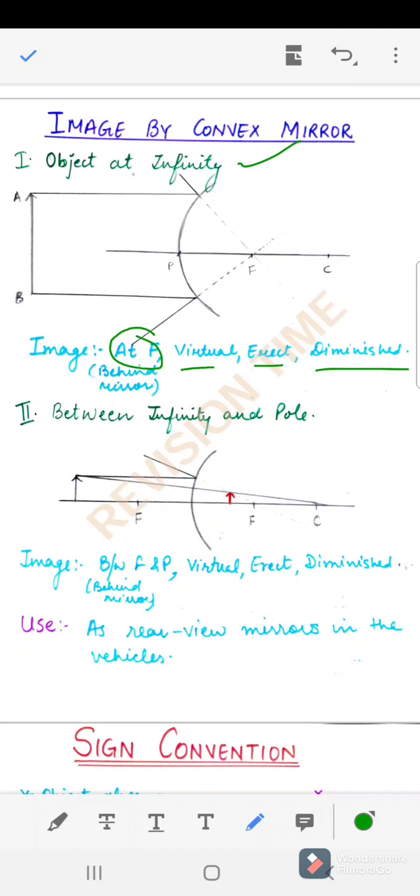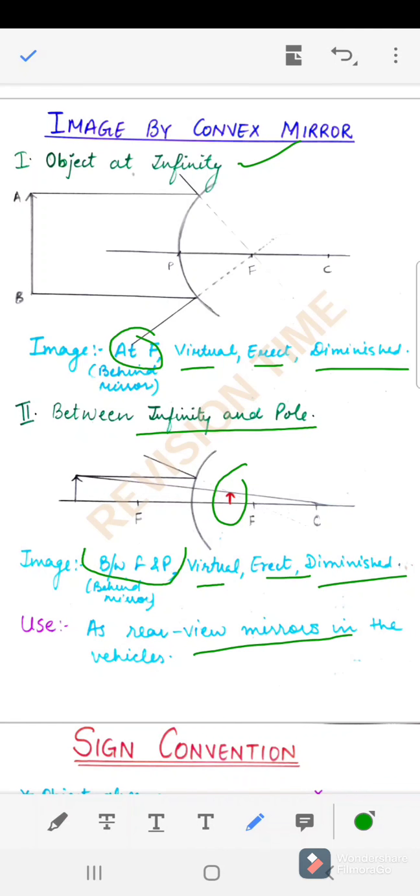But remember that in convex mirrors, images will be formed behind the mirror only, and they will be virtual and erect only, right? In the second case, when the object is anywhere between infinity and pole, the image will be between the focus and pole, behind the mirror only, right? Again, it will be virtual, erect and diminished. So what is the use of a convex mirror? It is used as rear view mirrors in vehicles.